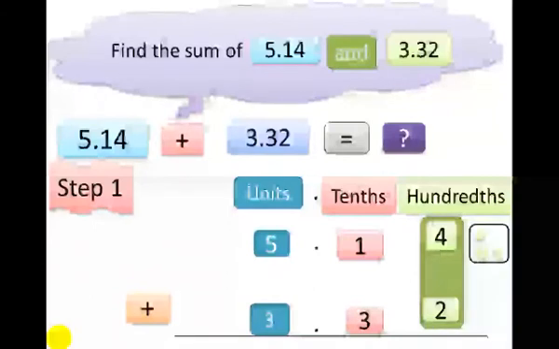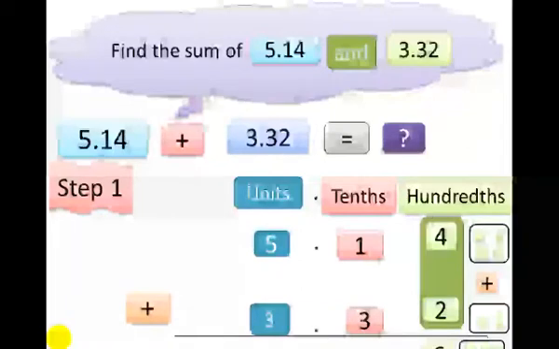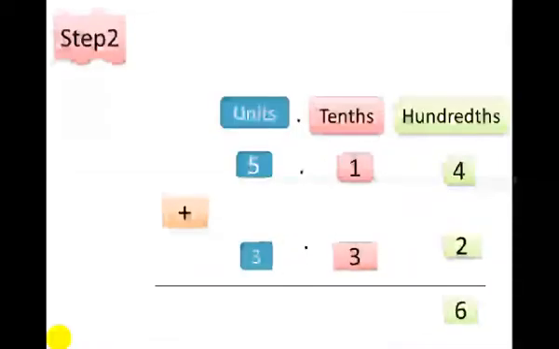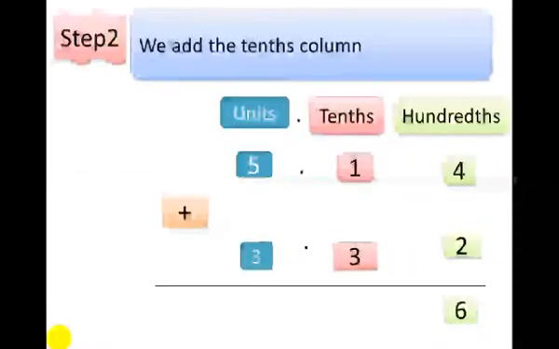4 hundredths plus 2 hundredths equals to 1, 2, 3, 4, 5, 6 hundredths, 6 hundredths. Next, we add the tenths column.